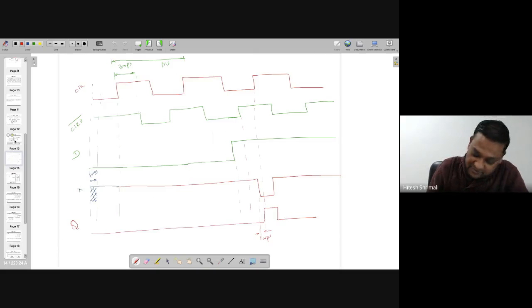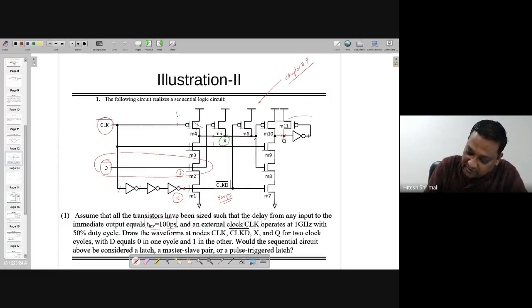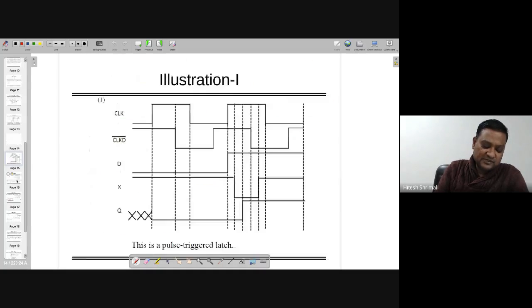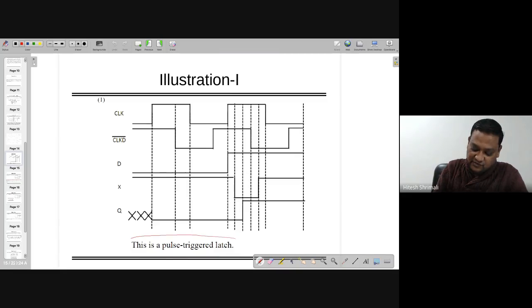Okay, I made a mistake over here. It has to be latched because of this NOT gate. It's going to be latched, right? So this scheme is already known to us. This is called pulse register or pulse triggered latch, which we have studied. So all these dotted lines are 100 picoseconds each, and that's how this has been drawn.